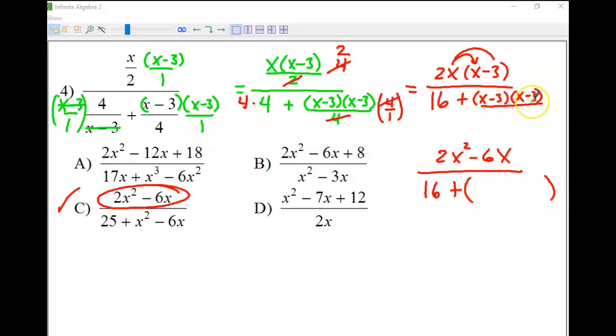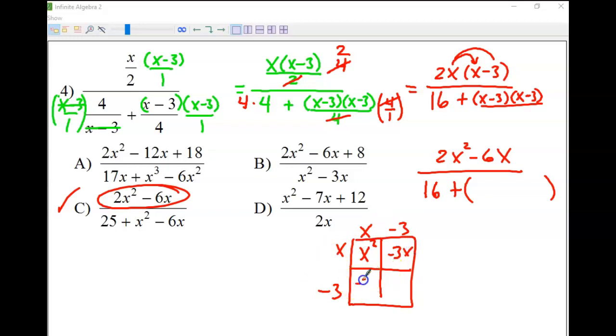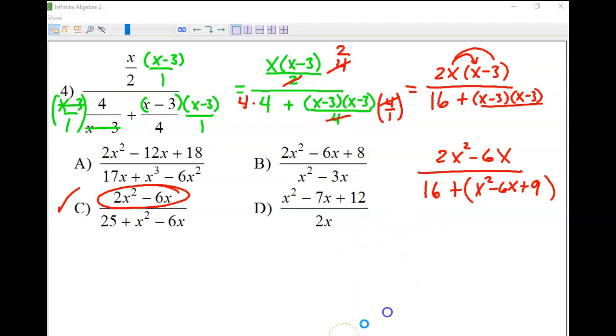So x minus 3 times x minus 3, you would do a box method for that. If you want to see it, I will show you. If you don't want to, you can fast forward. That makes negative 6. So we have x squared minus 6x plus 9. Oh, it was one of our shortcuts anyway that we learned a while back. I should have just used the shortcut.